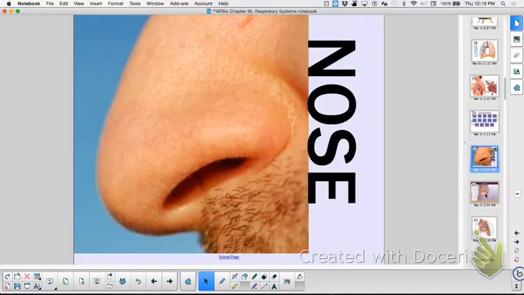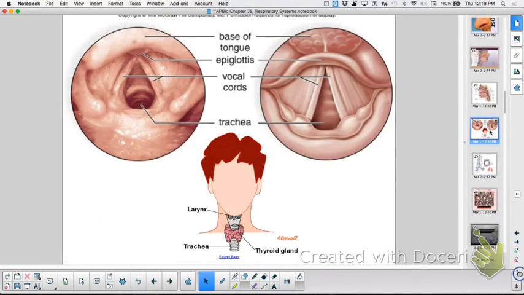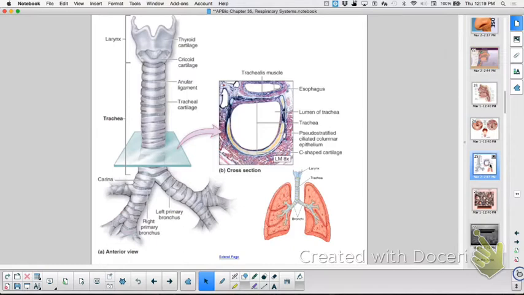Yeah, there's the nose. You can see the pharynx. Your vocal cords at the top of your larynx. Here you can see the trachea and the C-shaped cartilaginous rings.